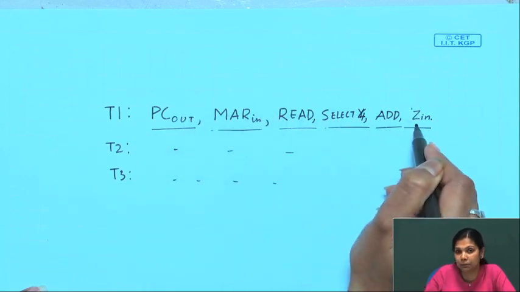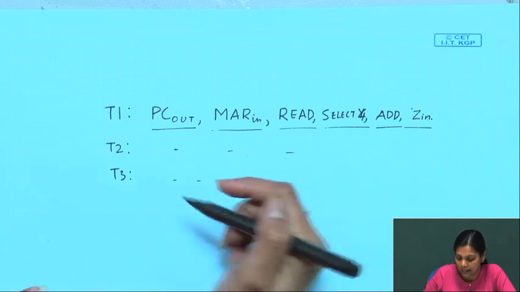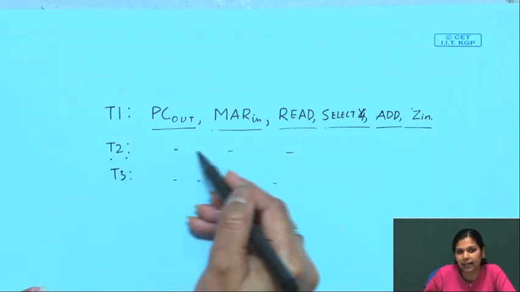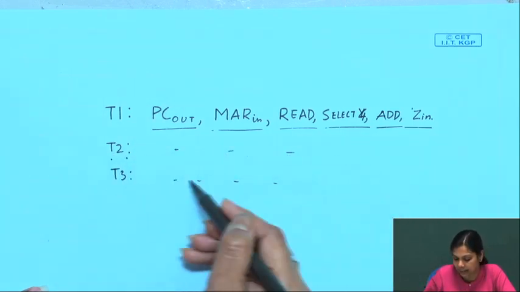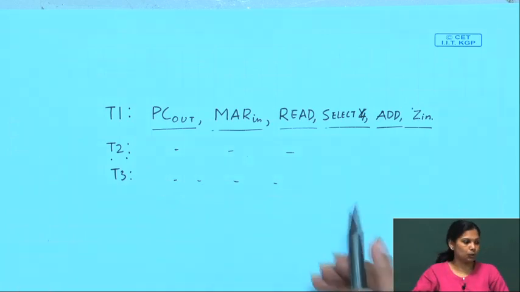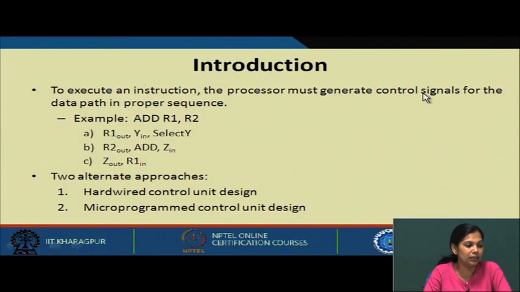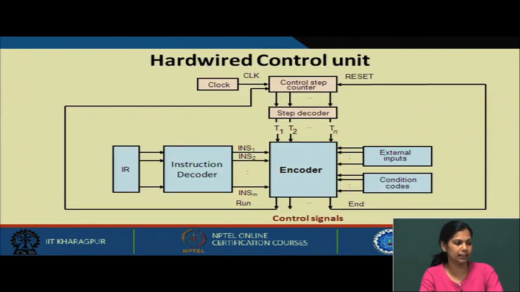These signals must be generated in a proper sequence. Then in T2, we require another set of signals, and at T3, another set. So the processor must generate the control signals for the data path in a proper sequence for execution. We will be looking into two approaches: one is hardwired control unit design, another is microprogrammed control unit design.